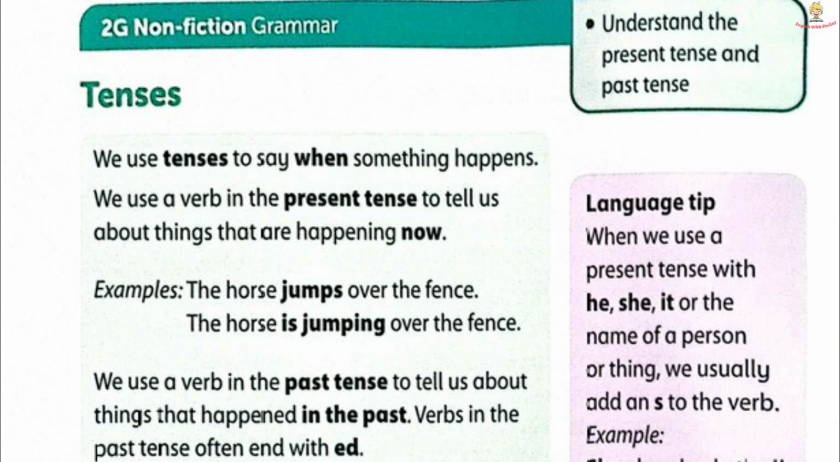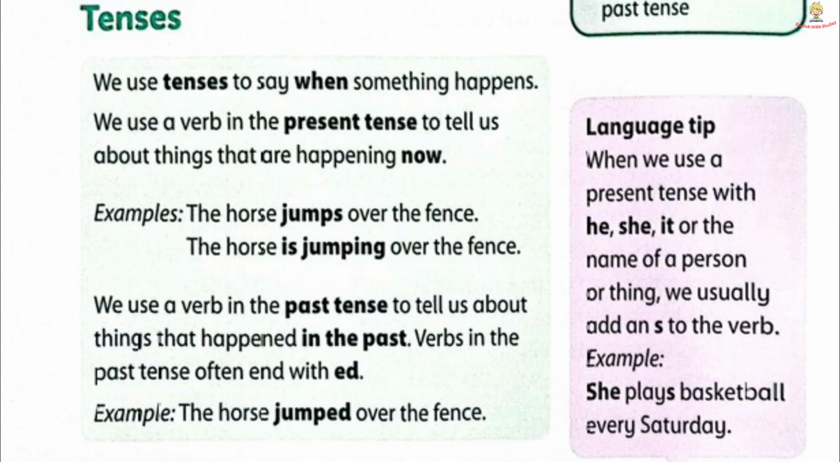Similarly, we use a verb in the past tense to tell us about things that happened in the past. Verbs in the past tense often end with ed. So जब भी कोई काम या कोई action जो है वो past में हुआ है, तो हम past tense को use करेंगे. और mostly जो है वो past tense की जो form of verbs होती हैं, वो हम जो simple verb words होते हैं उनके साथ ed का जो है वो addition करके उन्हें past form of verb बना लेते हैं, like the horse jumped over the fence.